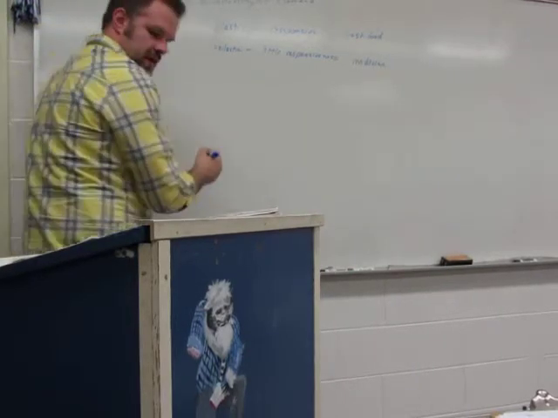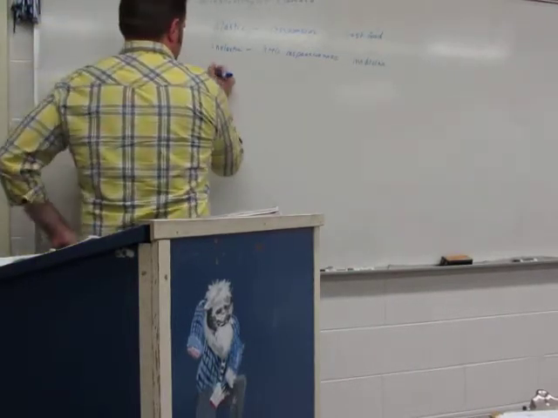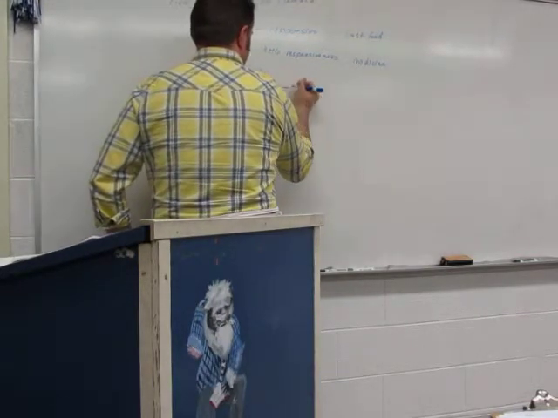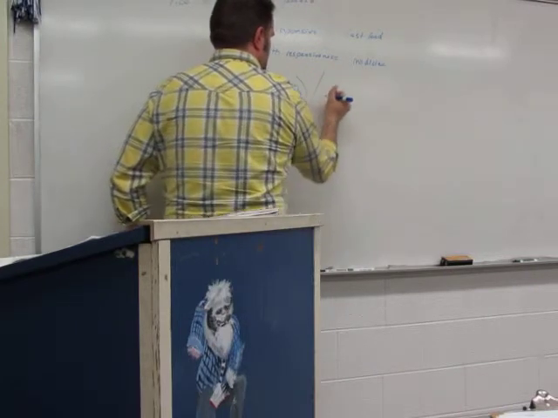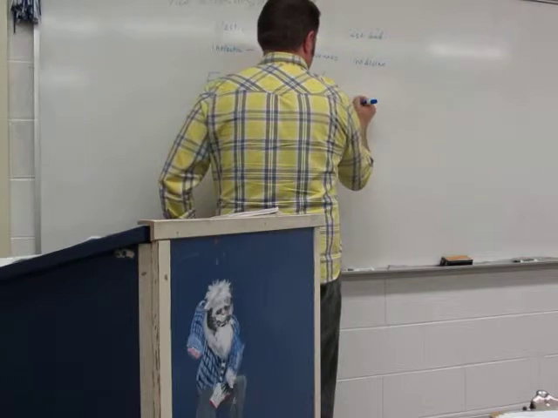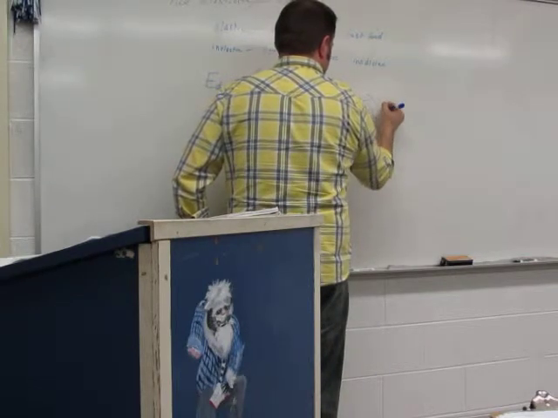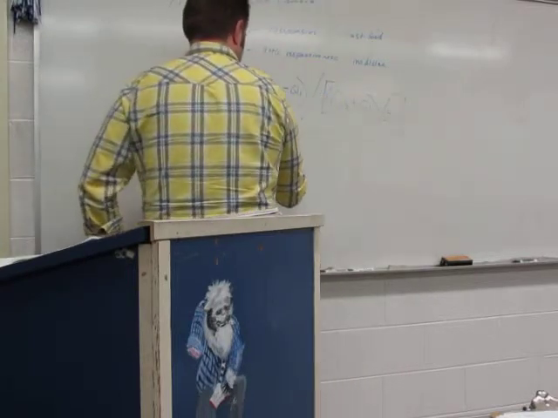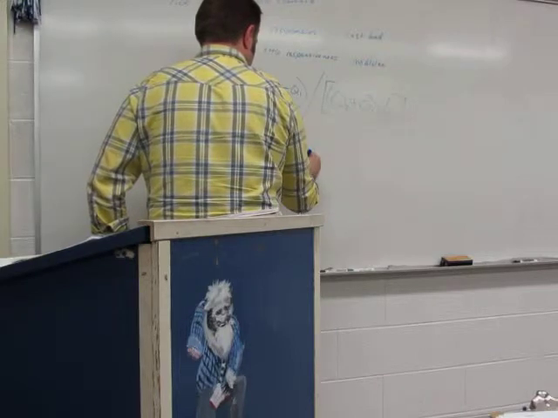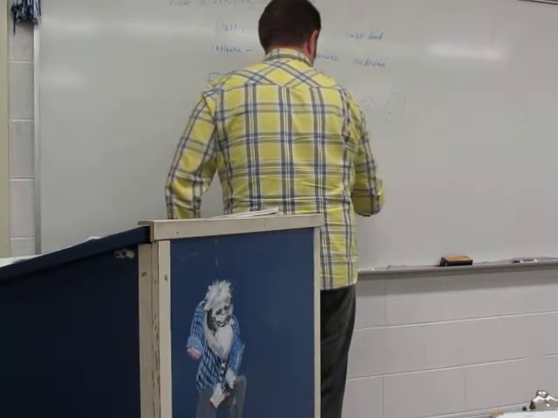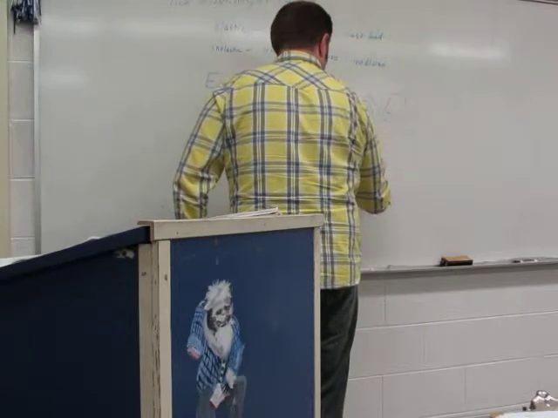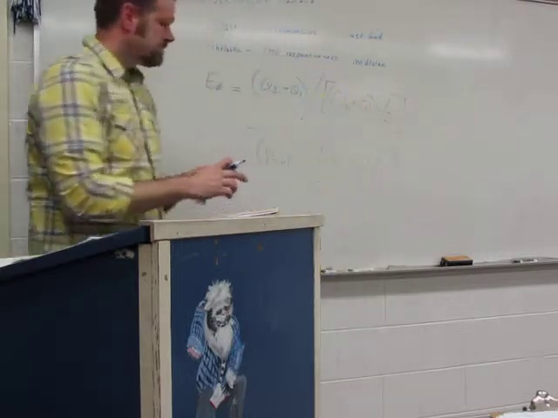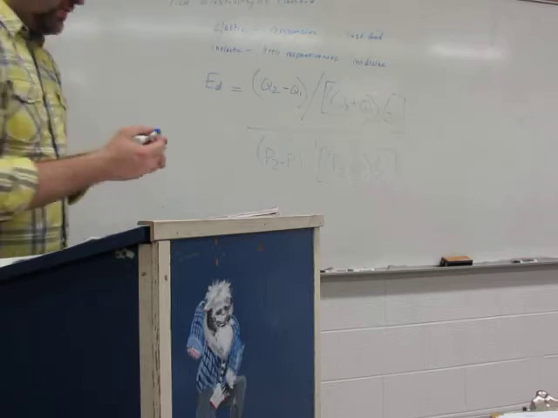Alright, so we have what's called the midpoint formula. If the coefficient of elasticity of demand is equal to quantity 2 minus quantity 1 divided by Q2 plus Q1 over 2, all of that, price 2 minus price 1 divided by price 2 plus price 1 over 2. That is going to give you some number.